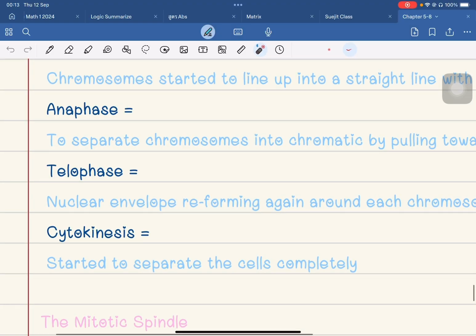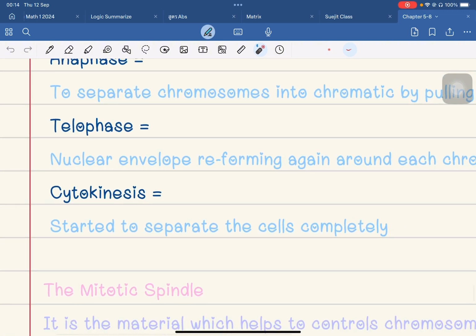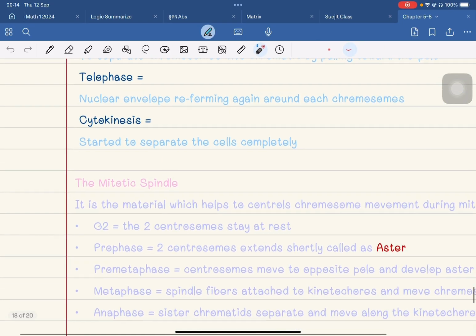And then we have the telophase, which is the phase where the nuclear envelope reforms around each set of chromosomes. And the last one is cytokinesis, when the cells start to separate completely.